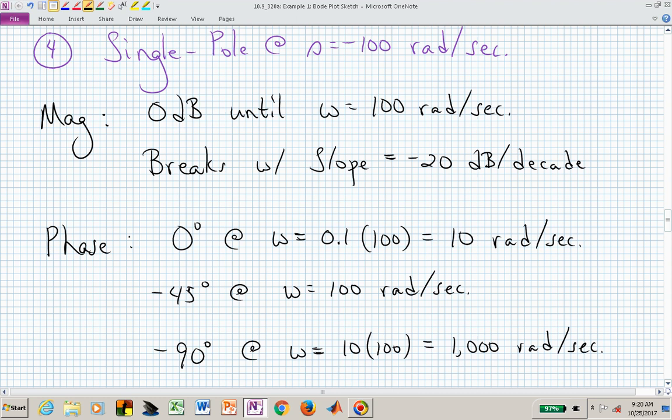So it's sloping down at minus 20 dB per decade. Again, we have our 3 frequencies to draw the phase. It's a pole, so we're going down. We start at 0. We end up at minus 90 since it's just a single pole. We begin that sloping a decade before the break, which is at 10 radians per second, and we stop the sloping at a decade beyond, which is at 1,000.